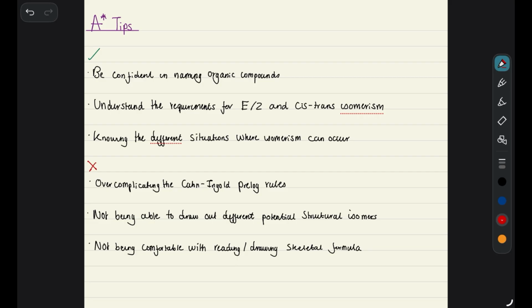So I hope that all makes sense, and I hope that's been very useful in terms of learning what isomerism is and how you apply it.